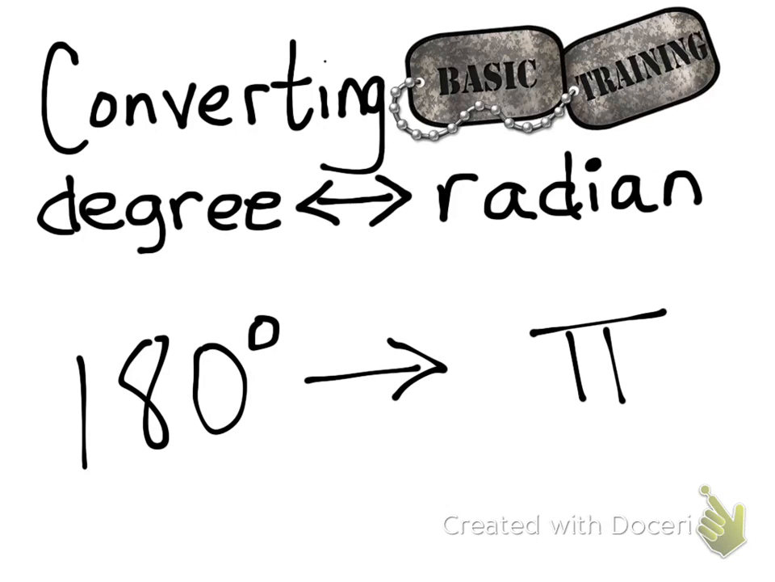Hi class, Miss Womack here, and this video is focused on converting from degree to radian and then back from radian to degree. So what exactly is a radian? Well, it's kind of a measurement of pi. So we'll talk about that first.